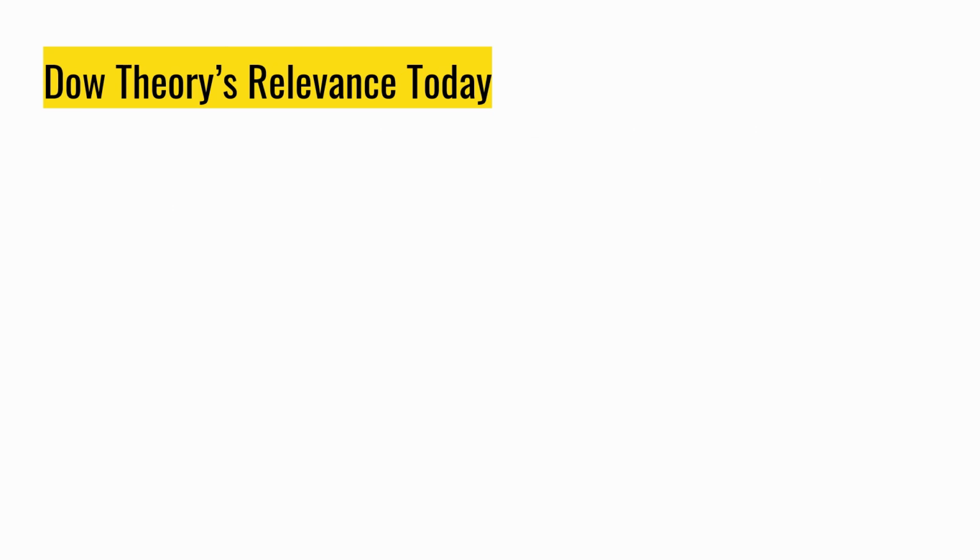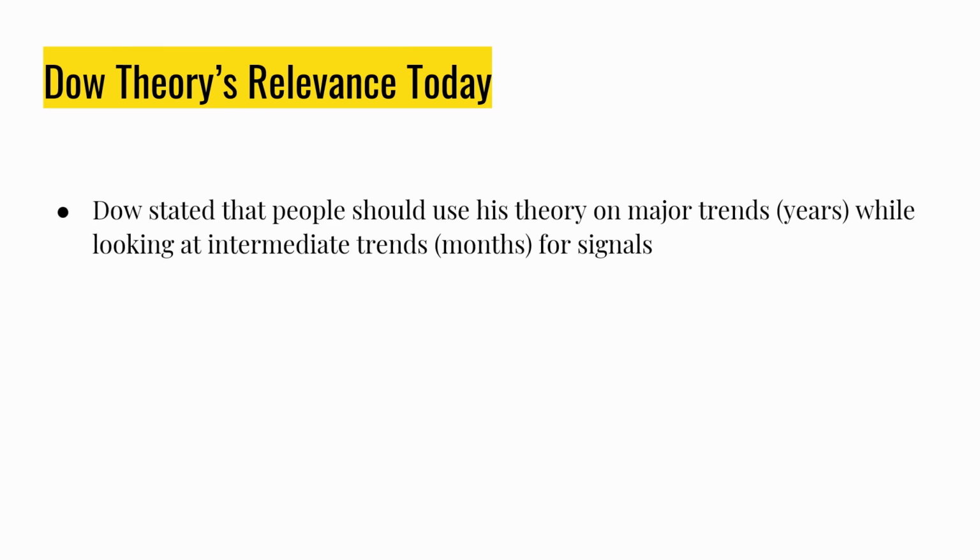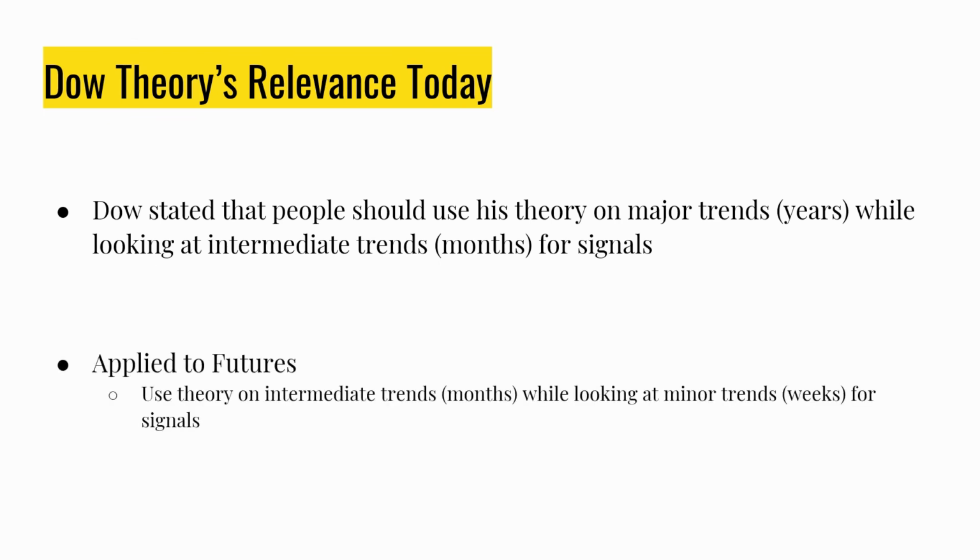Okay, let's move on to some other applications. So Dow wanted his ideas to be applied to major trends that lasted for years with the aid of intermediate trends that lasted for months. Futures, on the other hand, was made years later, but remarkably, his theory still holds. Instead of trading based on major and intermediate trends, future traders would trade on intermediate trends while using minor trends as signals. Basically, by the nature of the shorter-term perspective of futures, trends that represent shorter time lengths were used instead of years and months.